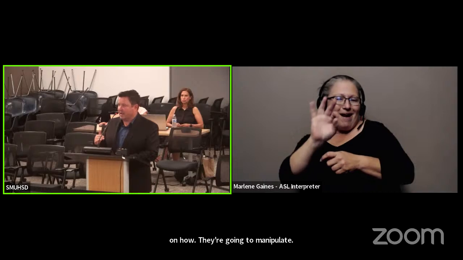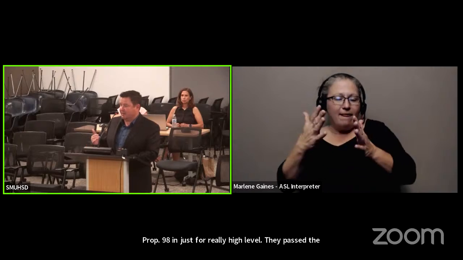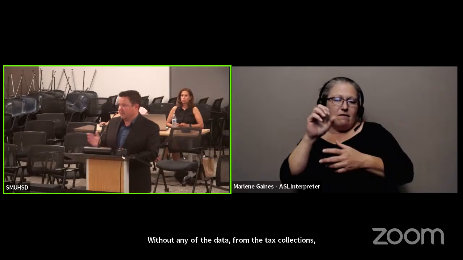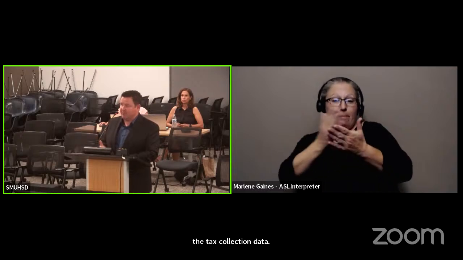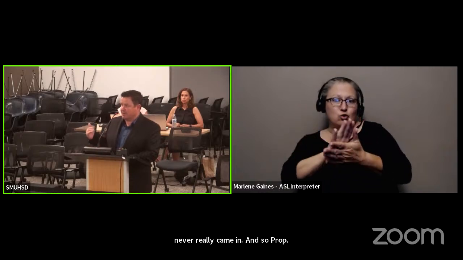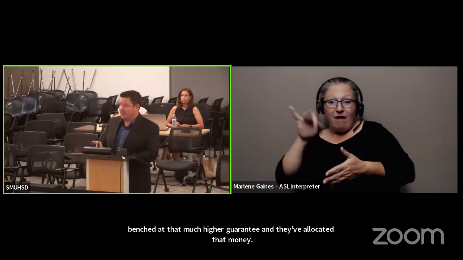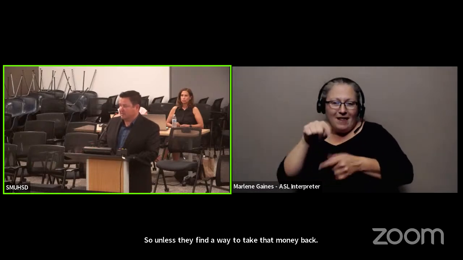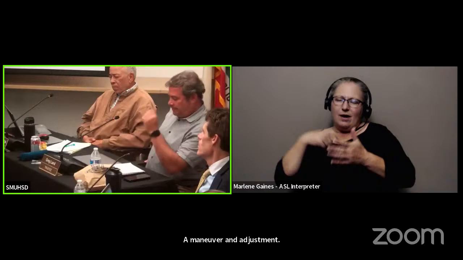And just at a really high level, they passed the budget this year without any of the data from the tax collections, because of the storms last year that moved back the tax collection data. So this year's budget was based on revenue that never really came in. And so Prop 98, which is the guarantee to schools, was benched at that much higher guarantee, and they've allocated that money. So unless they find a way to take that money back, either directly or by doing this maneuver, an adjustment, they'll have to look at that. Okay, thank you. That's what I wanted to know.